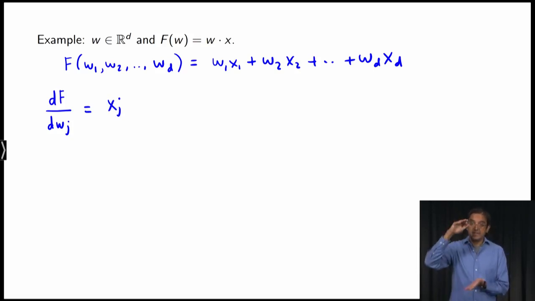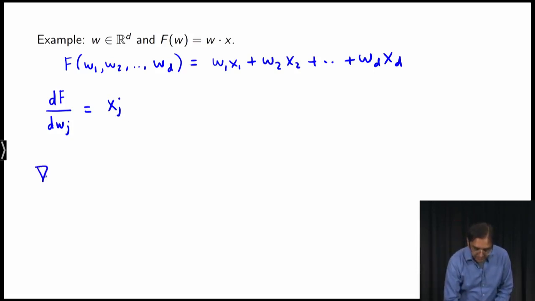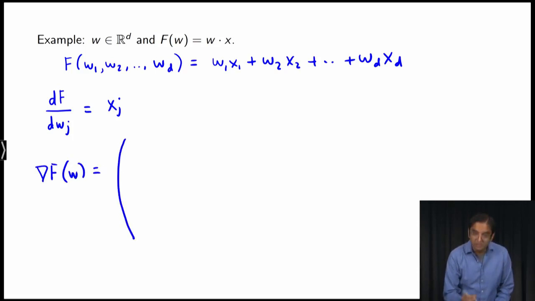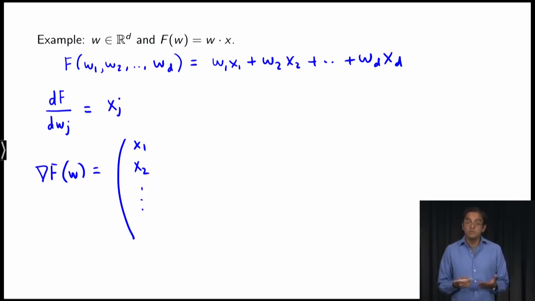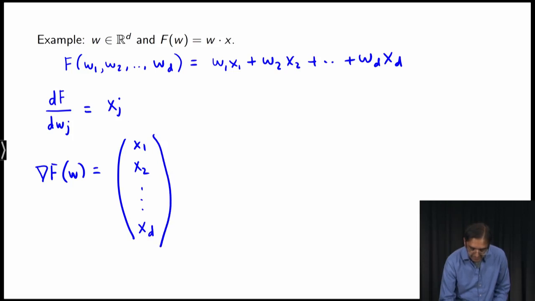Now let's stack these together in a vector. So the derivative of f at w is the derivative with respect to w1, which is x1, the derivative with respect to w2, which is x2, all the way to the derivative with respect to wd, which is xd. And what is this vector? It's just x. So the derivative of this function is just the d-dimensional vector x.